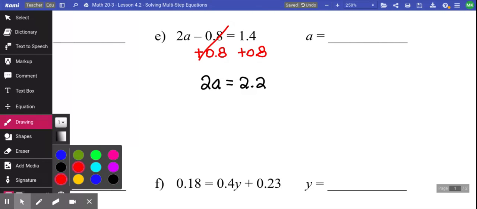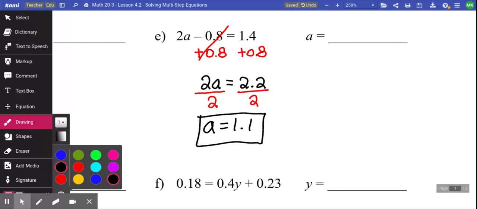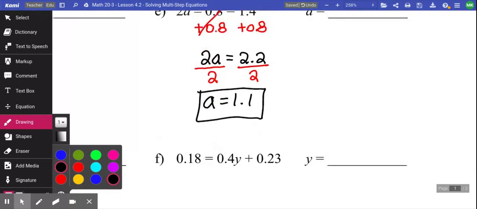You then need to move that 2 to the other side. The opposite of timesing is dividing. So we divide both sides by 2 to get a equals 1.1. Cool. The last one. Check, see if you got it right.